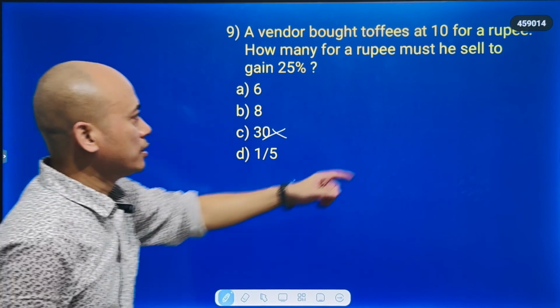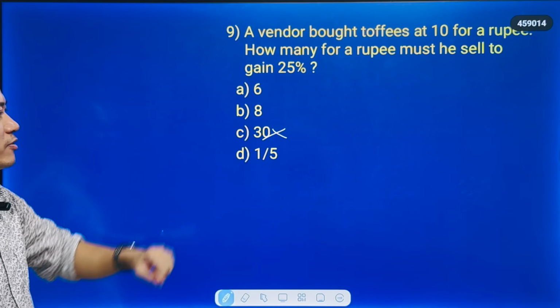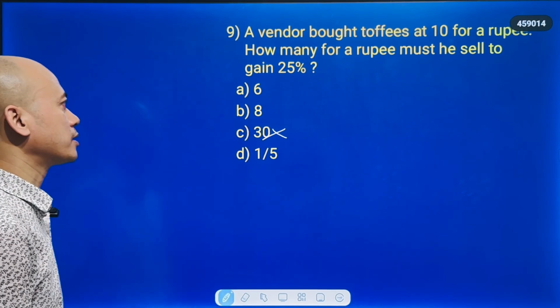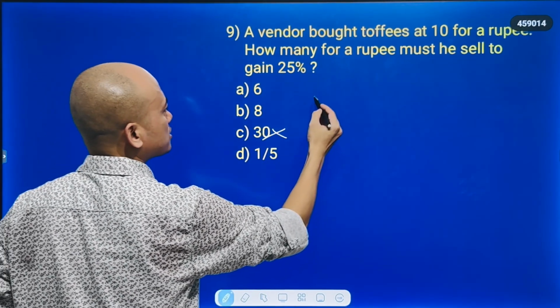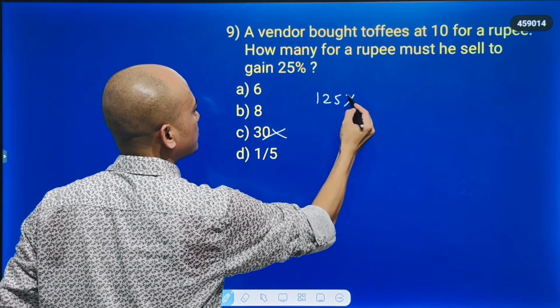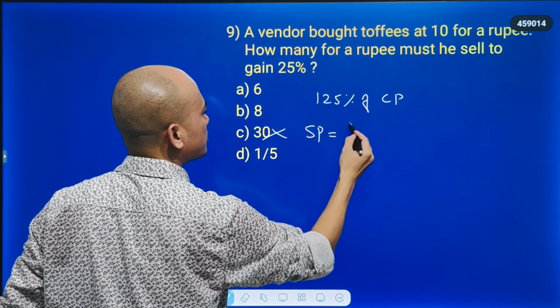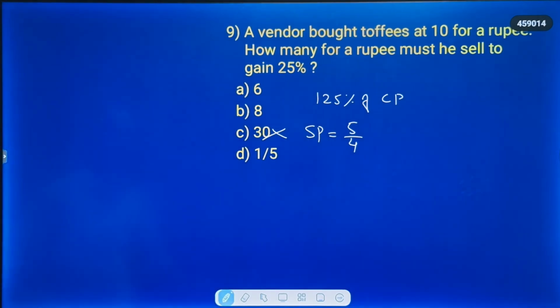The answer has to be less than 10, like 8 or 1 by 5, it cannot be more than 10. So 30 cannot be the answer. Gain of 25% means it is 125% of CP. SP is 125% of CP. So SP will be 5 by 4, since 125 by 100 is 5 by 4 of CP.